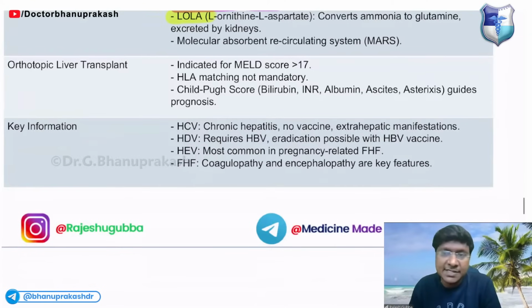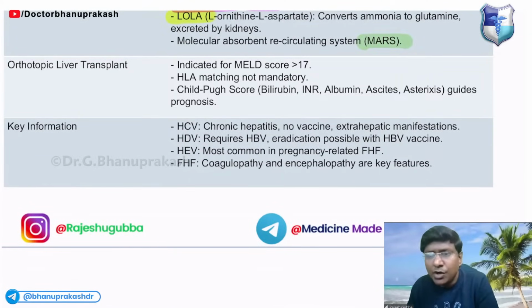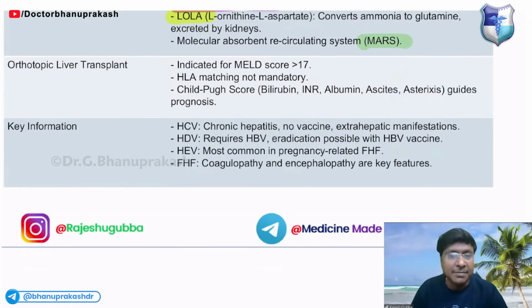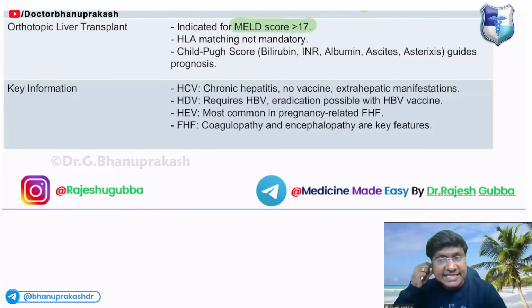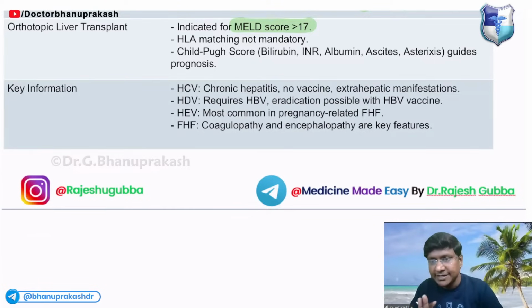In refractory cases of hepatic encephalopathy, what will you do? You have a form of dialysis called MARS. What do you mean by MARS? That is molecular adsorbent recirculating system. And I have already told you when to do orthotopic liver transplantation. It has to be done mainly when the MELD score is more than 17. So this is the story related to fulminant hepatic failure.